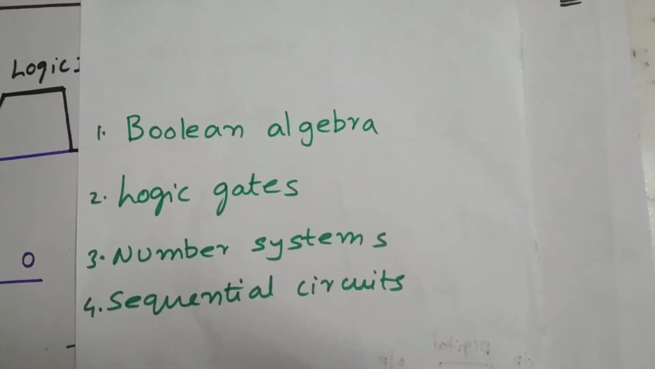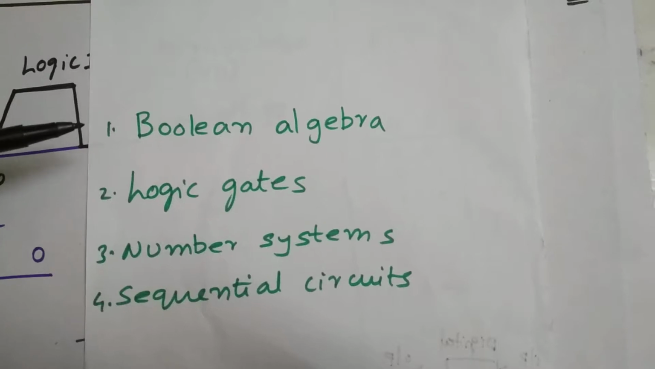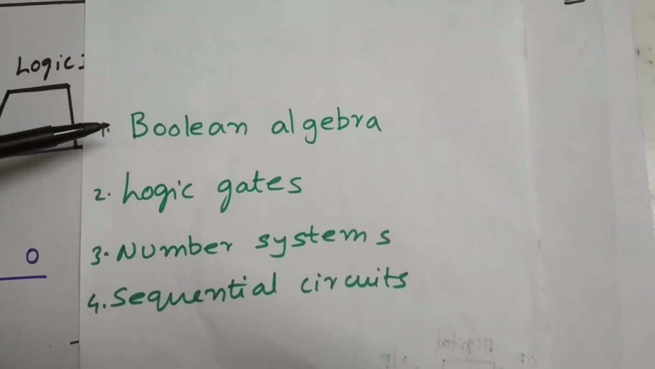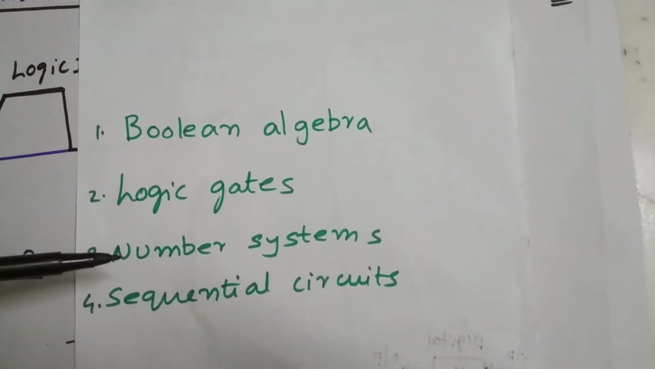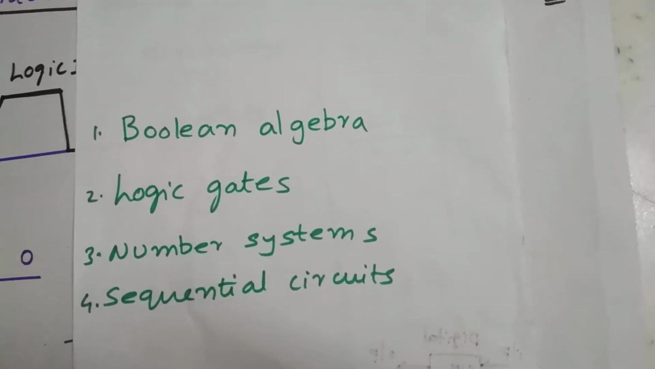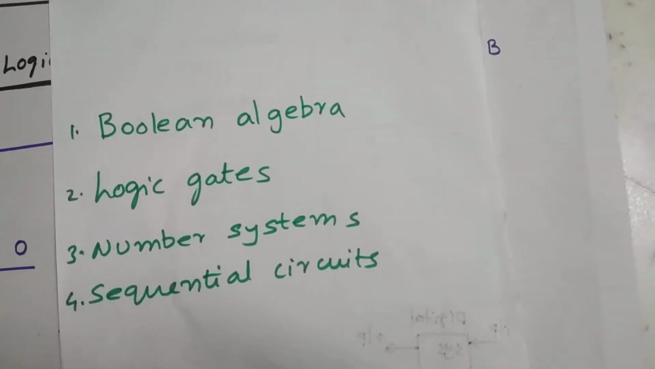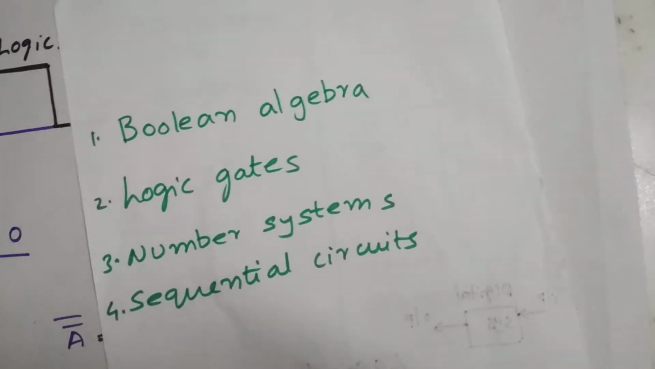Hey guys, today I'm gonna start digital electronics, and in digital electronics I'm gonna cover these topics: Boolean algebra, logic gates, number systems, and sequential circuits. So in today's topic I'm gonna cover combinational gates: AND, OR, NOT, OR. So let's go into them.